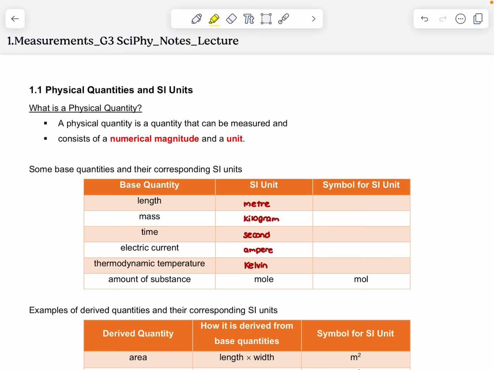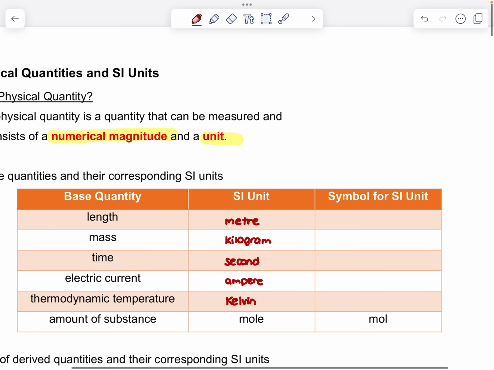Chapter 1, Measurements. So what is a physical quantity? A physical quantity consists of a numerical magnitude and a unit. The SI unit for length is meter, symbol m. For mass it is kilogram, symbol kg.